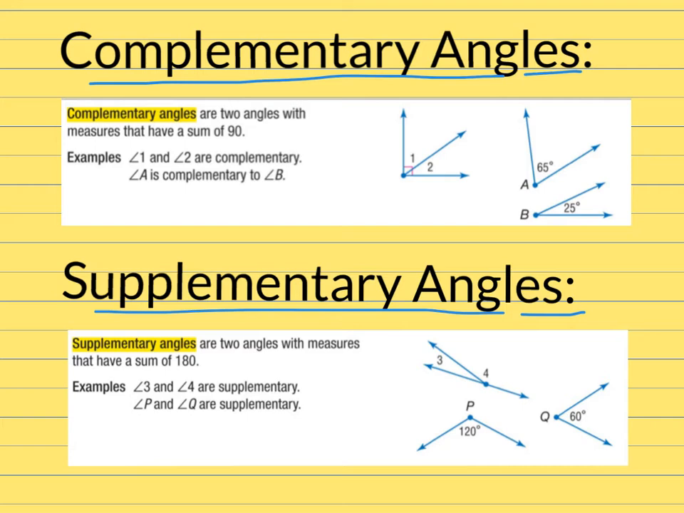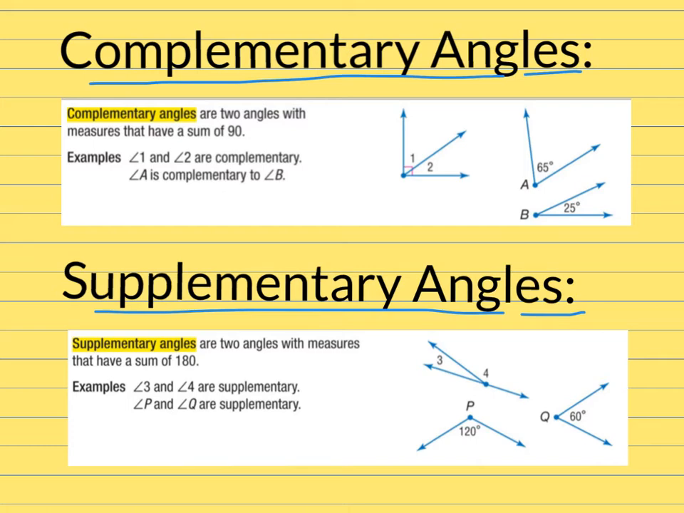We also know that with complementary angles, they do not have to be connected like the 1 and 2 are. It can be separate angles as long as the angle measures add up to 90, then they're complementary.